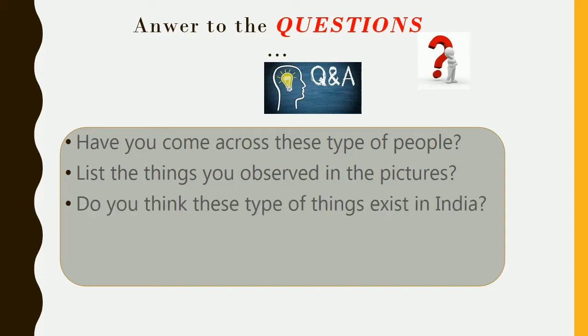We also observed that there were few people who were begging for money. Do you think these type of things exist in India? Yes, we see these type of things in India. If yes, why do they exist? One reason as to why they exist in India is there is a big difference between the rich and the poor in India. There are many reasons for this, but we will see this definitely in the later part of the chapter.